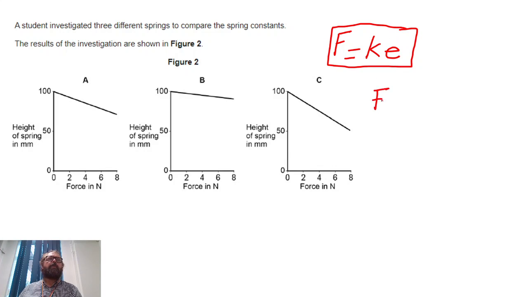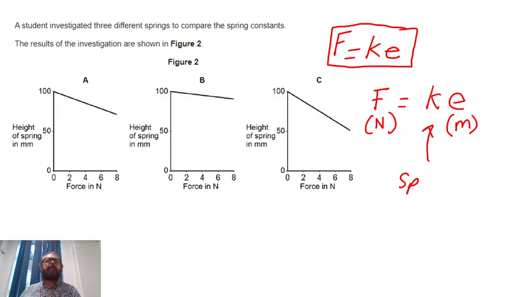If we think that the force is measured in newtons, like all forces, and the extension, the standard unit of extension, would be meters or centimeters or millimeters, let's say meters in this example, then k, the spring constant, will be measured in newtons per meter. How many newtons does it take for each meter of stretch or each meter of compression?